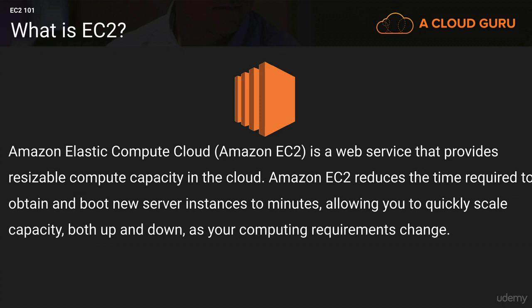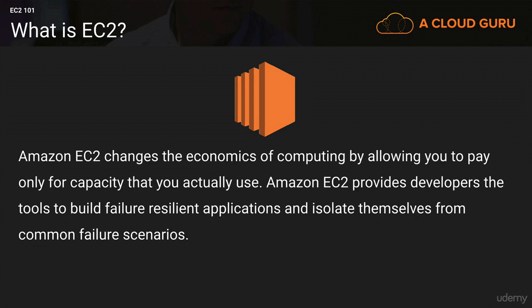They wouldn't have existed without cloud computing. So this is what EC2 essentially is, and this is why it's such an important exam topic, because it's one of the main cornerstones of cloud. So Amazon EC2 changes the economics of computing by allowing you to pay only for the capacity that you actually use. EC2 provides developers the tools to build failure-resilient applications and isolate themselves from common failure scenarios. We'll have a look at how we're going to do that in the labs coming up.